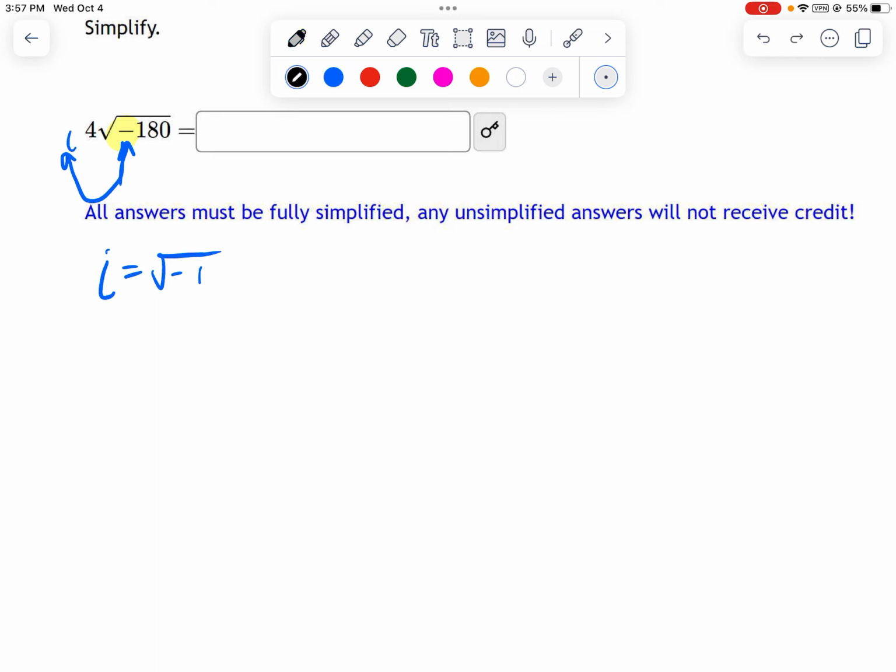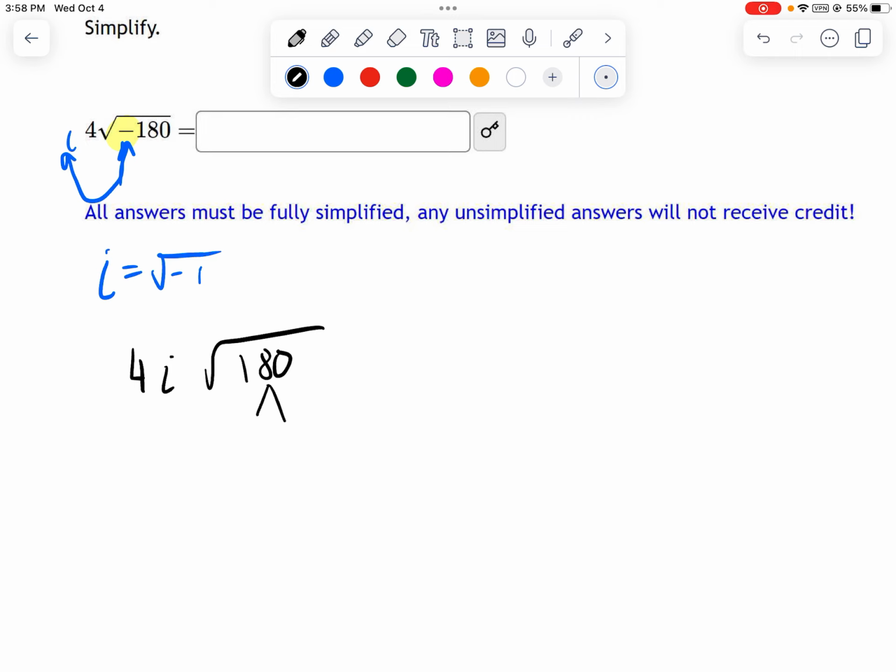So that means that when we're looking at this, we have i coming out, square root of 180. That's it. That's using your definition right there. So the negative on the inside comes out of the radical as an i. Done. Okay, now this simplifies as it normally would.